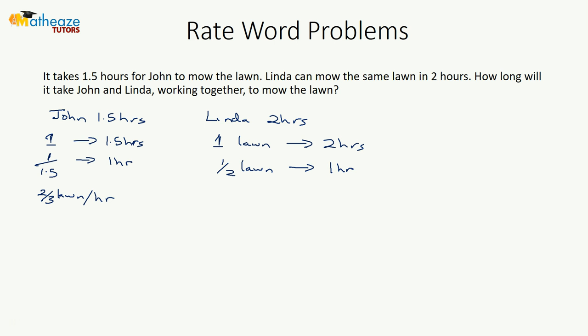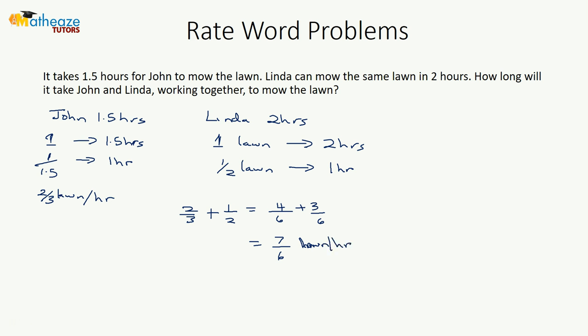So we're going to add up John's rate, which is 2/3, and Linda's rate, which is 1/2. When they work together, let's do the fraction here. The lowest common denominator is 6. So this is 4 over 6 plus 3 over 6, which is going to be 7 over 6. So if they work together, they can get through 7/6 of the lawn in 1 hour.